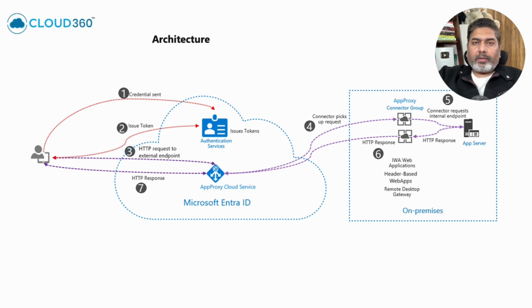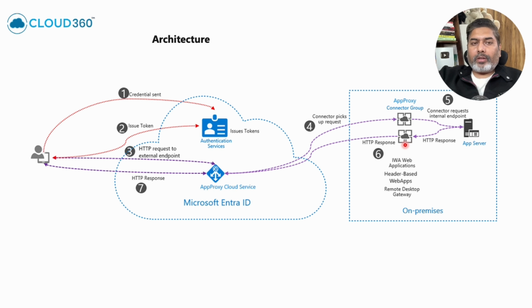So before jumping towards the implementation of this application proxy in our on-prem infrastructure, let's recall the infrastructure architecture for application proxy. We already talked about it. So first, we have to enable and configure the application proxy service on Microsoft Entra ID. Then we are going to install this application proxy connector in our on-prem infrastructure.